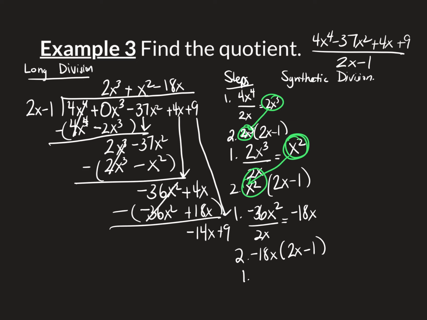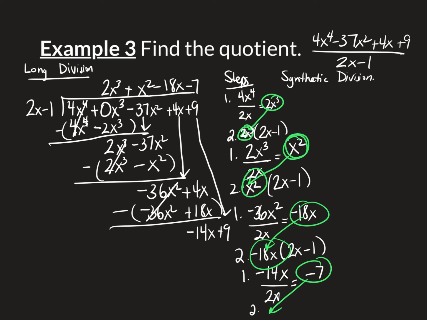And last round, step 1, divide the new dividend by the first term of the divisor. The first term of the new dividend by the first term of the divisor. And that answer is -7. Then you multiply that answer by the divisor. So -7 times 2x minus 1, which would be -14x plus 7.